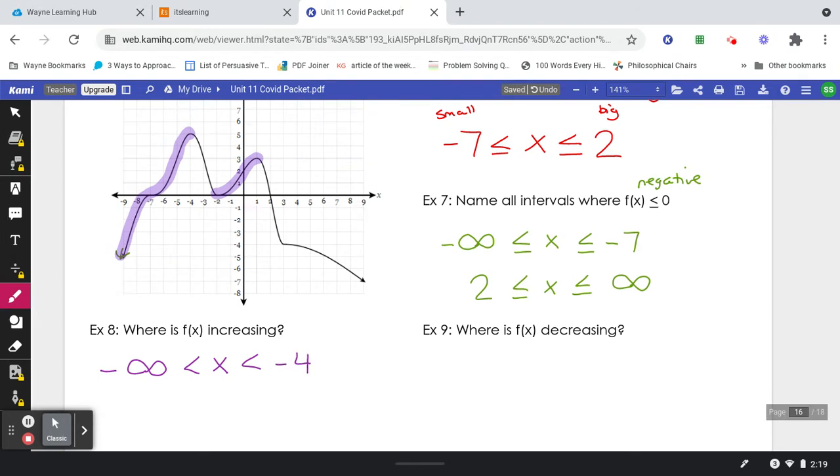Now notice I switched back to the other symbols, only because they didn't tell me which symbol to use. I went ahead and used the less than. If you use less than or less than or equal to, you're good. Either one of those is going to be fine. The other section we have that's increasing is from negative 2 all the way until positive 1.